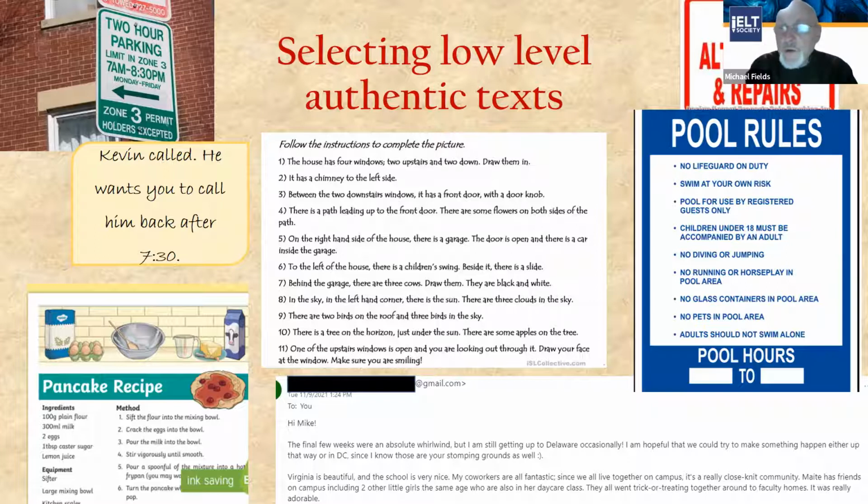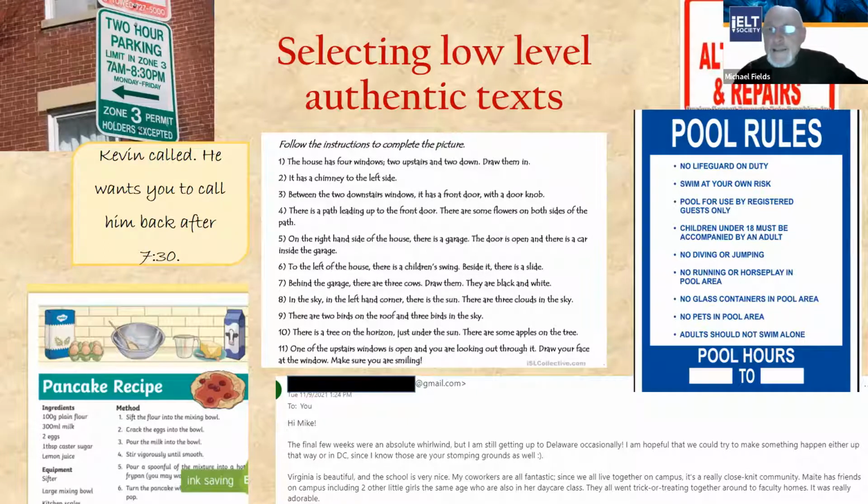So look around you. Where do you find writing? You see in the upper left a street sign. That's writing. In the upper right, a sign in a shop window. That's writing, right? A pancake recipe. That's writing. And this one, a little note: Kevin called. He wants you to call him back. Maybe your friend left you that note by the phone. That's writing. Someone has to read that.